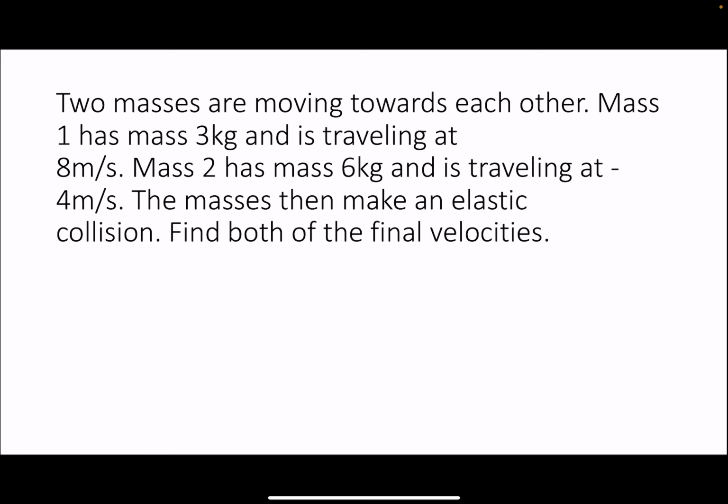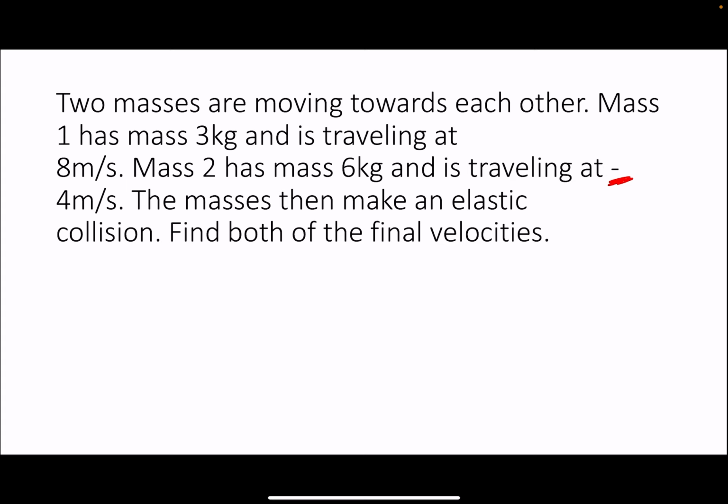So here's an example. Two masses are moving towards each other. Mass 1 has mass 3 and is traveling at 8, and mass 2 has mass 6 and is traveling at 4. There should be a negative sign here, since it's going the opposite way. It was copied weirdly, so it's -4. The masses then make an elastic collision. We have this extra piece of information that kinetic energy is conserved, and the goal is to find both of the final velocities.